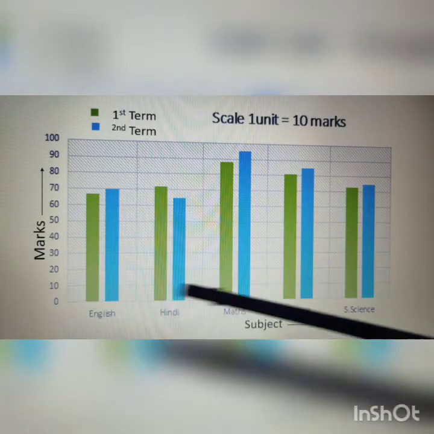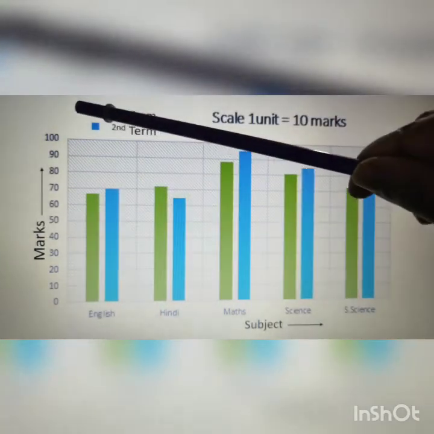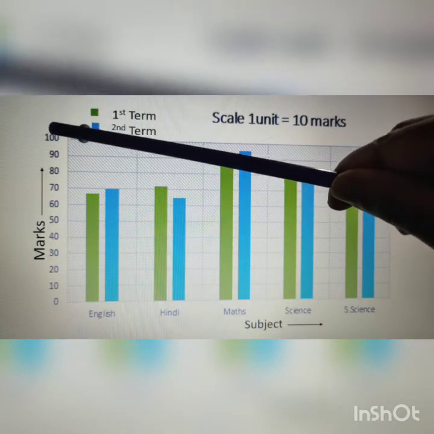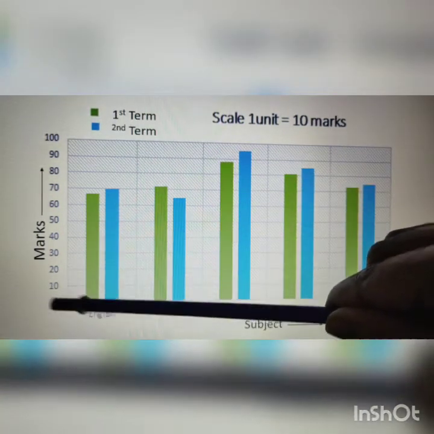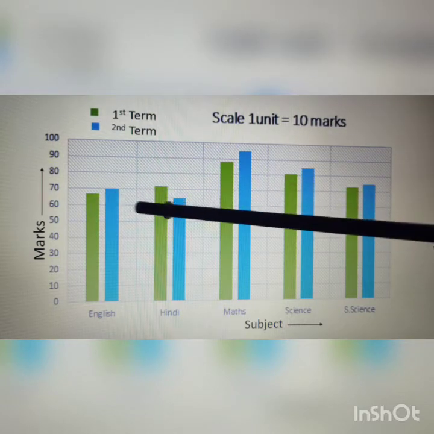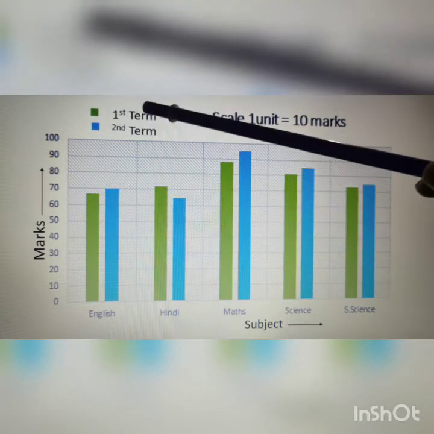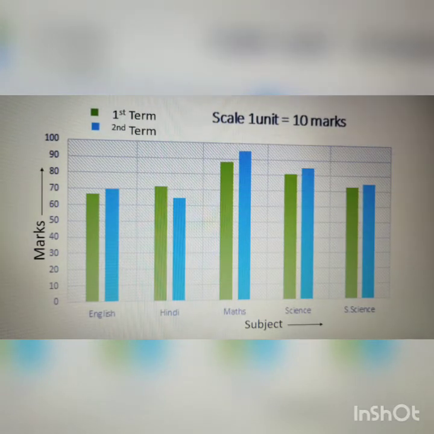In the graph, along the x-axis subjects are marked and along the y-axis marks are marked. Since the marks are out of 100, the maximum scale marked is 100, and it starts from 0. The scale is taken as 1 unit equal to 10 marks. According to the data given in the table, the marks are marked in the graph. The green bar represents first term marks and the blue bar represents second term marks.